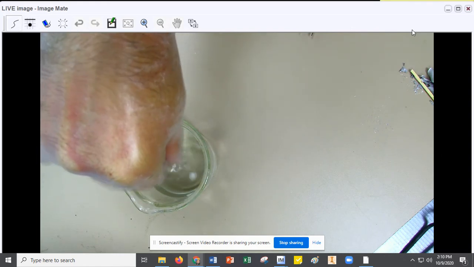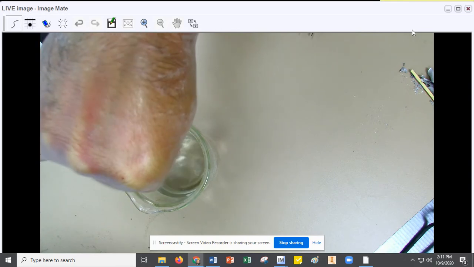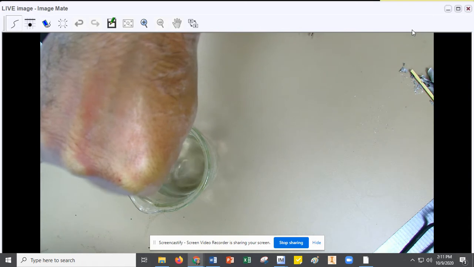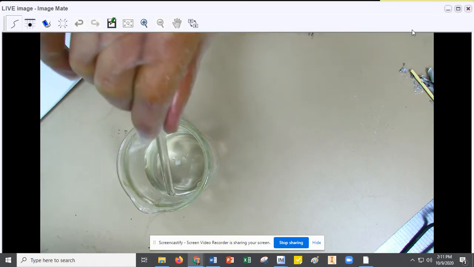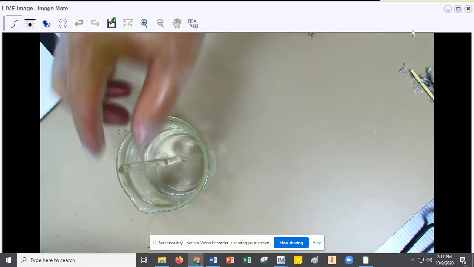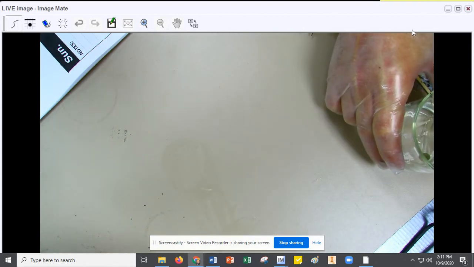Is that an example of a physical or a chemical change? Explain why or why not it would be a physical or a chemical change. We'll leave that there for it to dissolve the rest of the way.